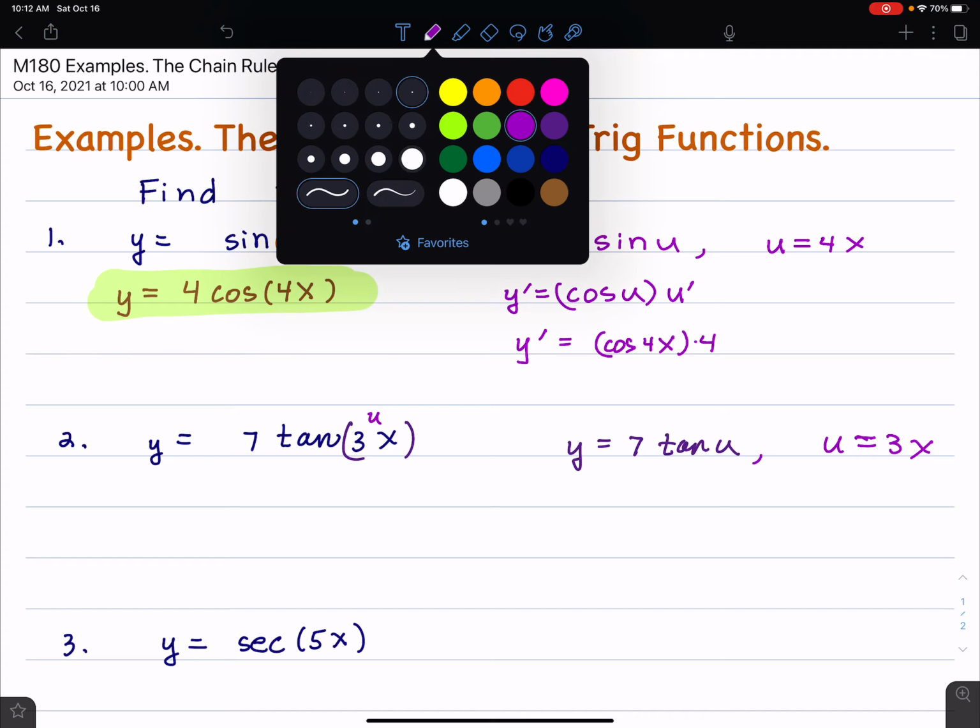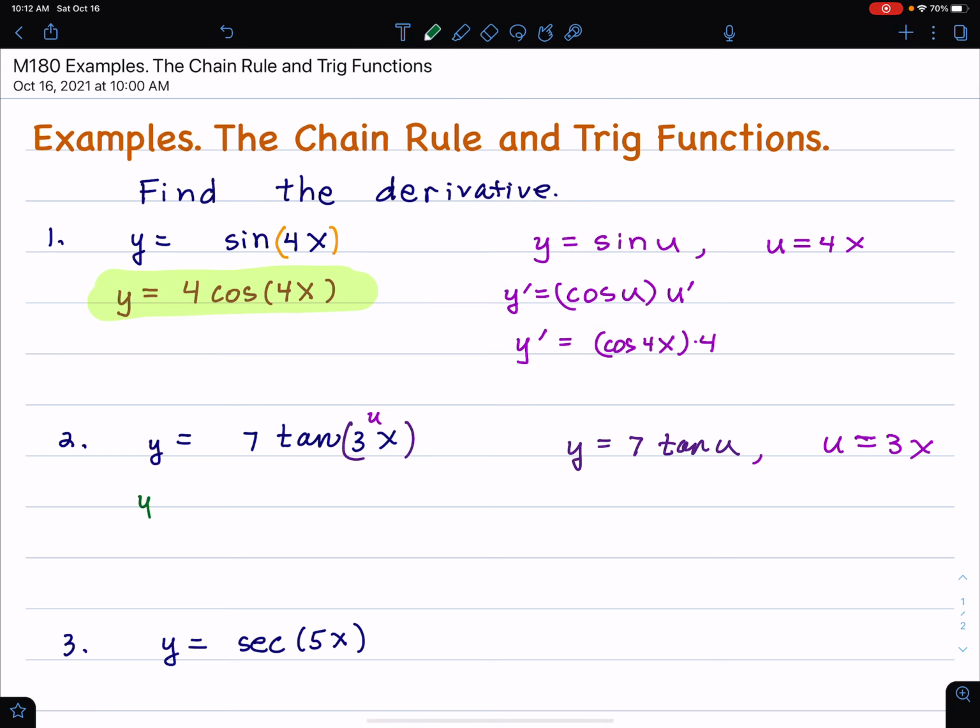All right, so let's go ahead. Let's pick a good color, green. Y prime is what? Even though some people look at this and say, oh, that's a product, don't use the product rule. It's just a constant. If there's a constant, we leave the constant alone. So that constant outside stays alone. But we have to know what the derivative of tangent u is. You ignore what's inside and just say 7 tangent u. Well, the derivative of tangent u is secant squared u. It's something you're supposed to memorize.